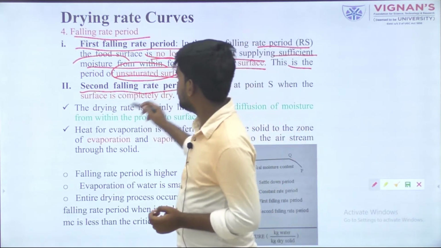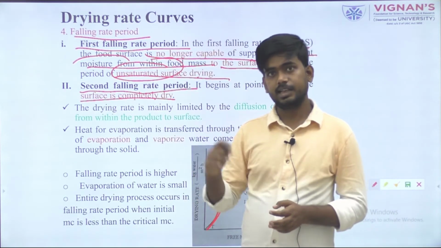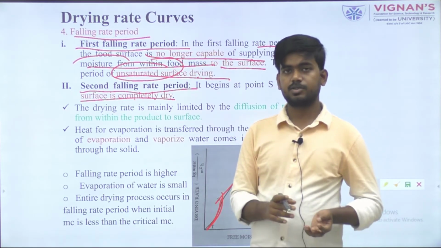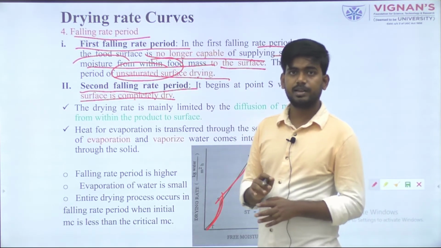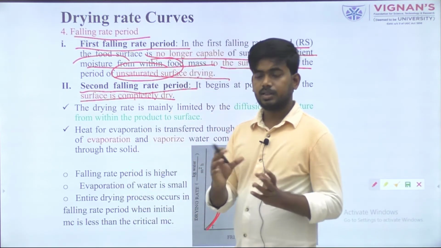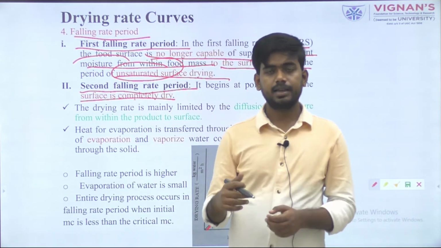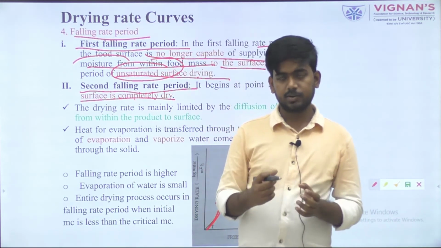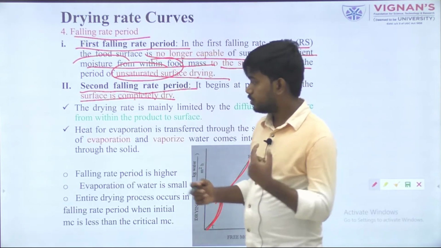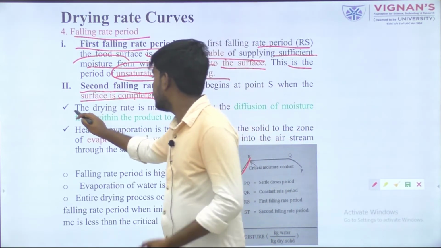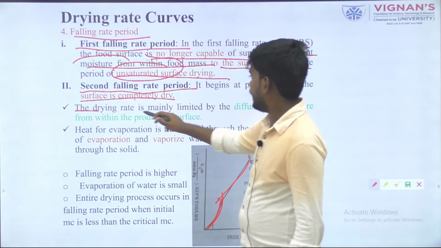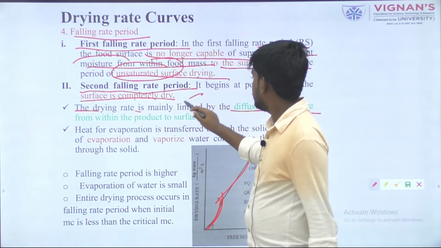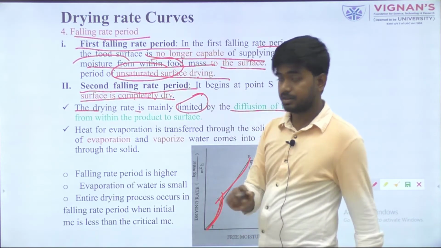And in the second falling rate period, what happens? The same condition is repeated, so the entire surface of the food material becomes completely dry, but the outer environmental temperature is high as compared to the food material, so that completely dries the outer surface. The next point is that the drying rate is mainly limited, or restricted, by the diffusion rate.